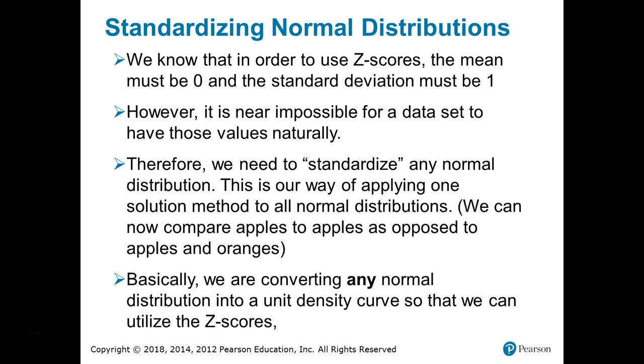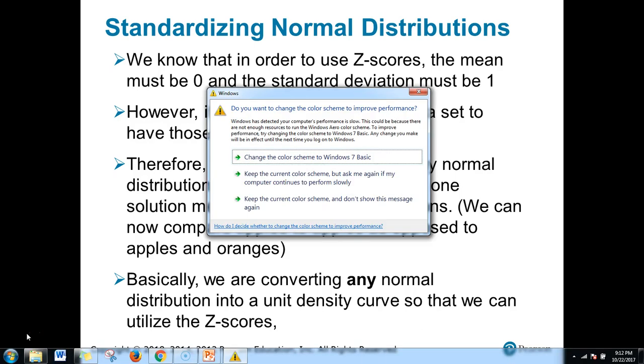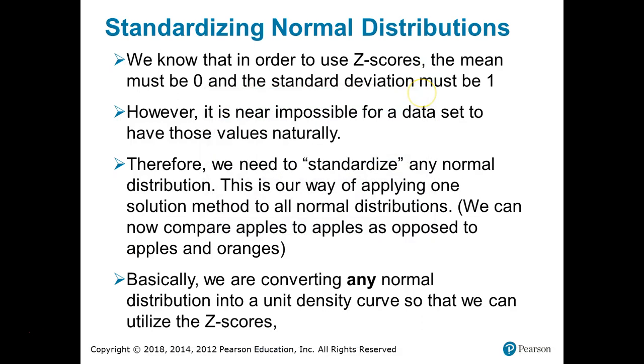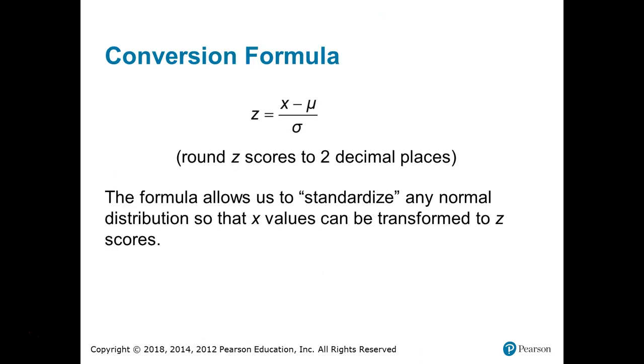So think of it as if you have all these different normal distributions based on all your different things that you're analyzing. Well, to compare those would be apples and oranges. But by having a standardized normal distribution, now we can compare apples to apples. So we are converting a normal distribution into a unit density curve so we can utilize the z-scores.